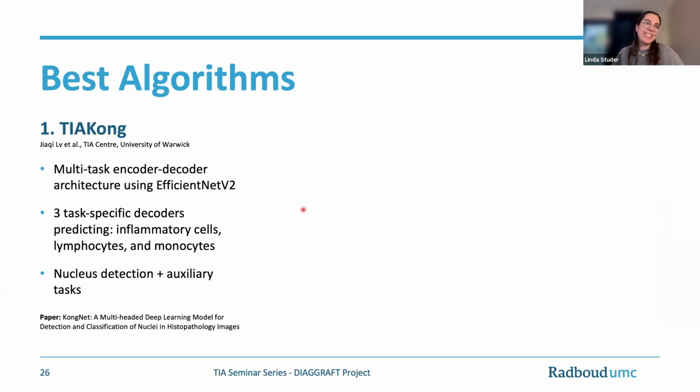They used a multitask encoder-decoder architecture, and they had 3 task-specific decoders, one each for the different tasks: inflammatory cells, lymphocytes, and monocytes. They also used nucleus detection as their main task, but also 2 auxiliary tasks to further improve the network. Their paper is out as a preprint with even further evaluation and more extensive benchmarking, called CONGNET. So do go look it up if you're interested.